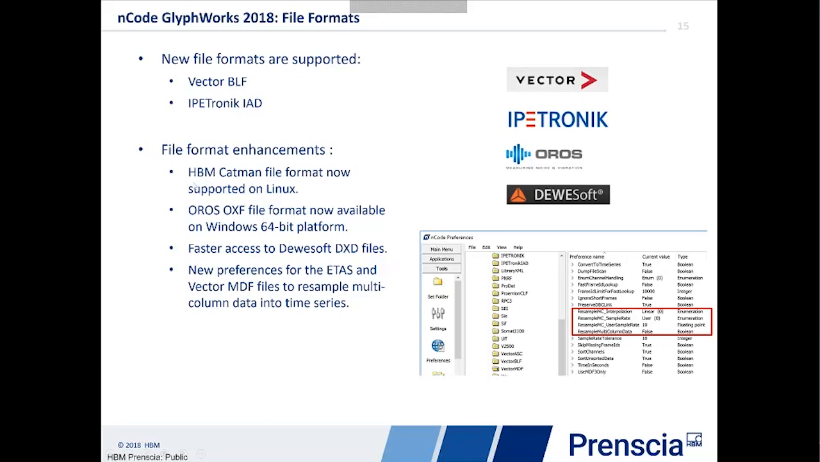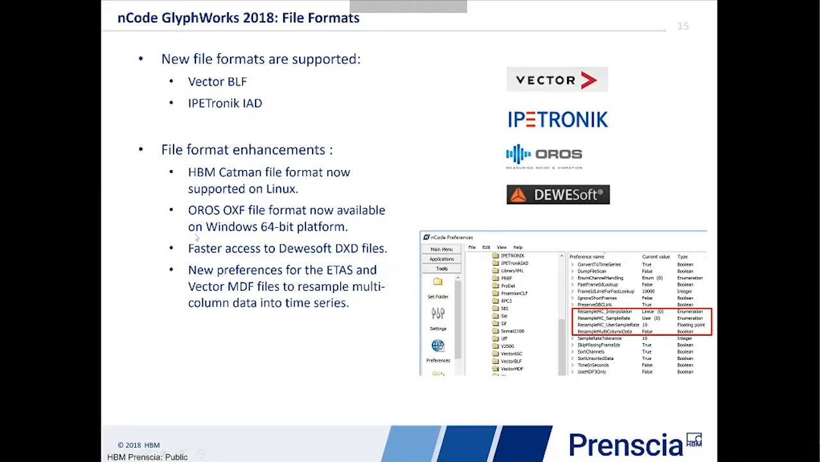We also did a number of enhancements to existing file formats. The HBM Catman bin file is now supported on Linux. It used to be only Windows previously. The OXF file is now available on Windows 64-bit, previously it was Windows 32 only. We got faster access to DBsoft DXD files. It was kind of slow. We updated the library for reading these files, and it's much faster now.